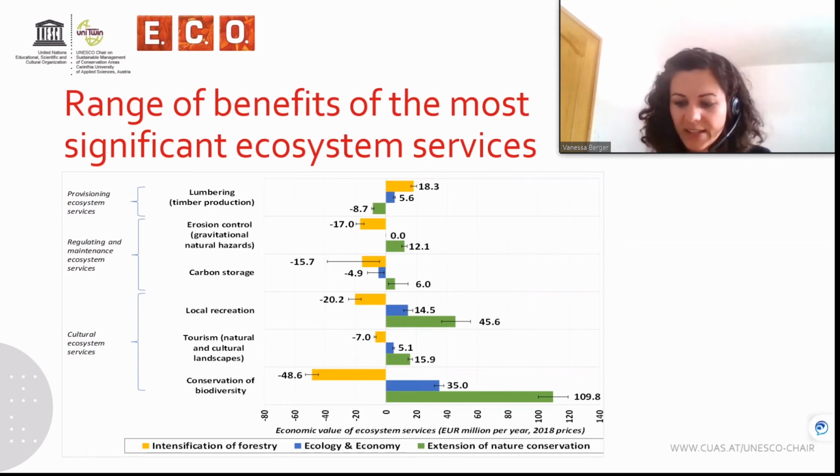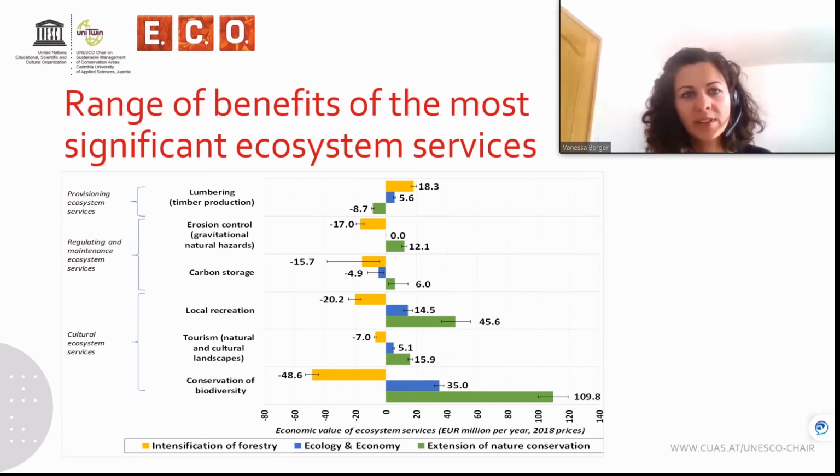And in here, we can see that when we sum up all our values, we have for the intensified forest a loss of about 90 million. Then for the scenario ecology and economy, an increase of the value of nature by 55 million. And for the extension of nature conservation, it increased by about 180 million. So you can see the value of nature here.